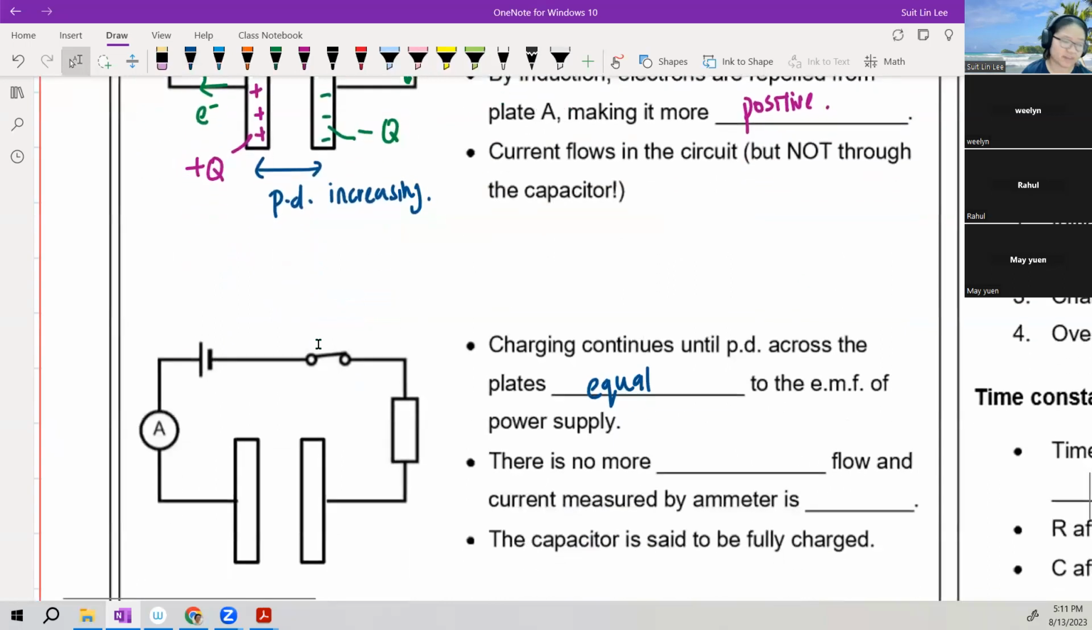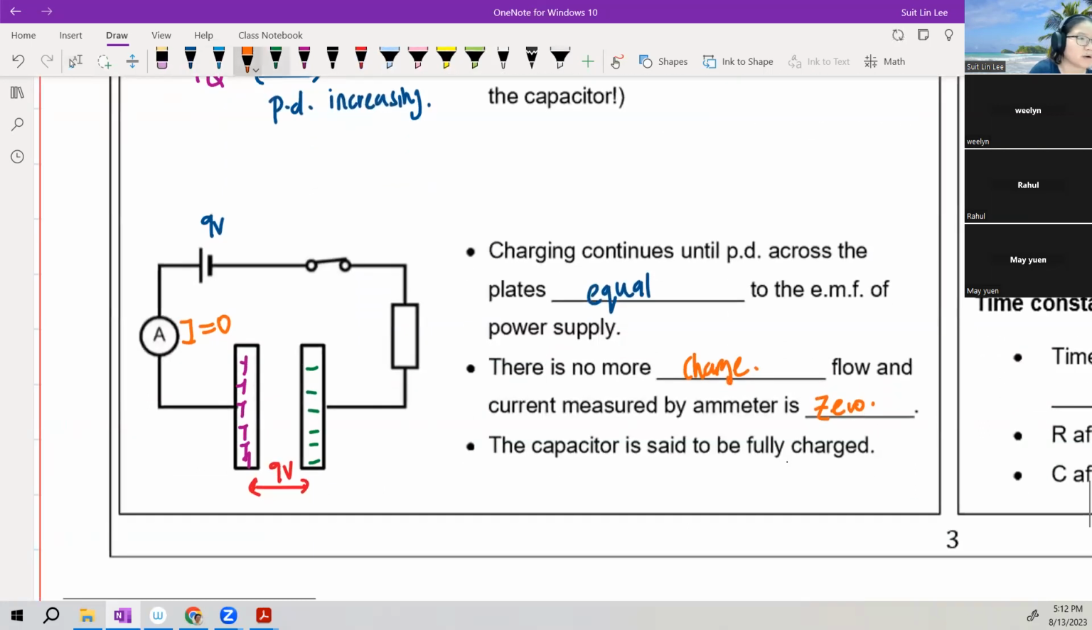So if, let's say, this is 9 volt, and once I put enough charges here, and I put enough charges here, the potential difference will be 9. So here to here will also be 9. When this happens, current will no longer flow. There will be no more potential difference inside the resistor anyway. So this current will be zero. So there's no more charge flow, and current measured by the ammeter is 0. The capacitor is fully charged.